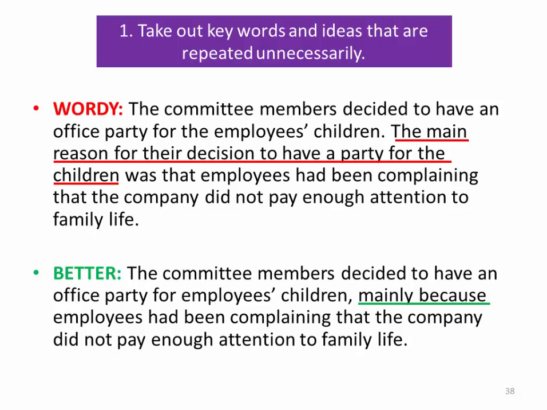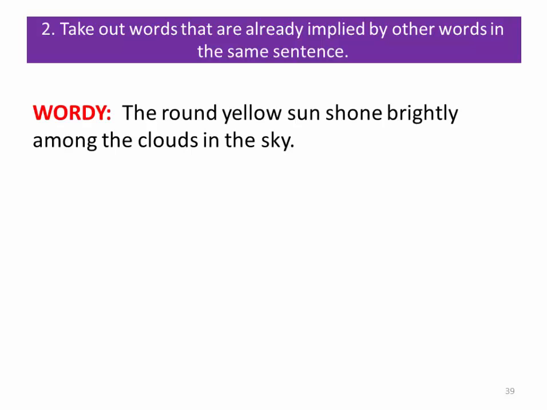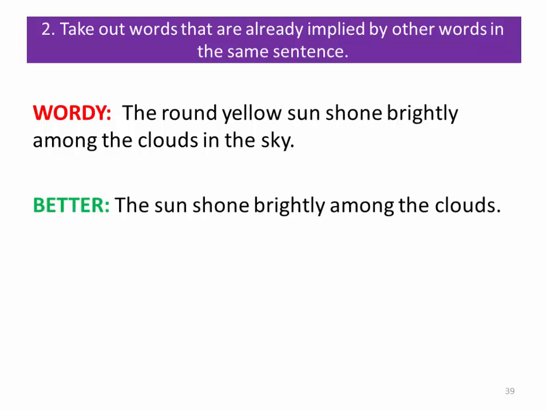Another way to avoid wordiness is to take out words that are already implied by other words in the same sentence. Let's look at the following sentence. The round yellow sun shone brightly among the clouds in the sky. So isn't the sun always round? Aren't clouds usually in the sky? Yep. So a better version is, the sun shone brightly among the clouds.